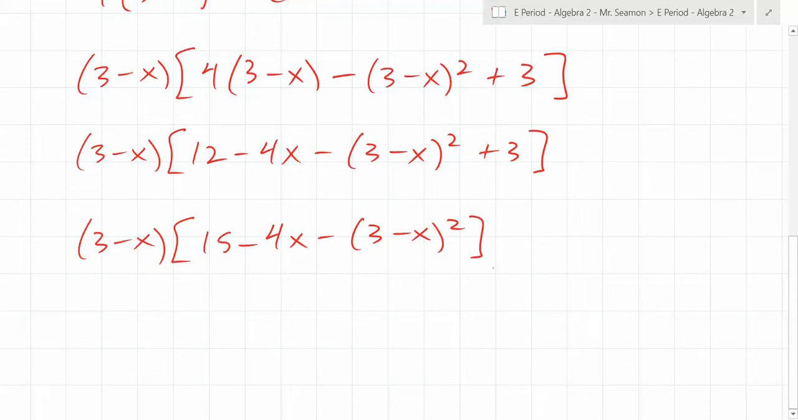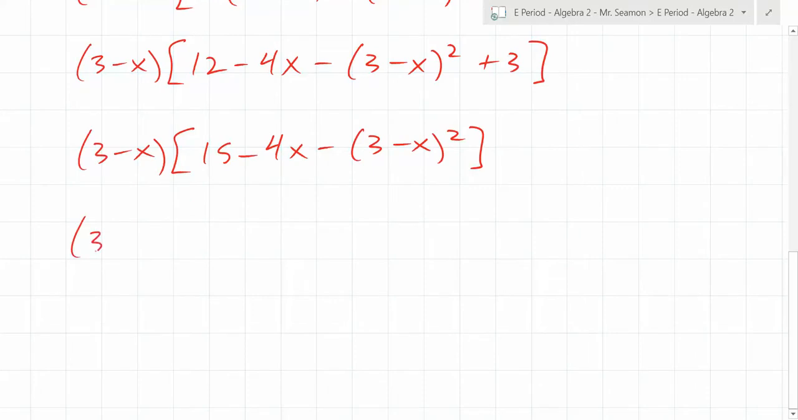It seems like there might be more we could do. Anybody want to guess as to what we could do? Anybody? Anything? You could do the square. So not just you have to multiply it out, right? So it's 3 minus x.